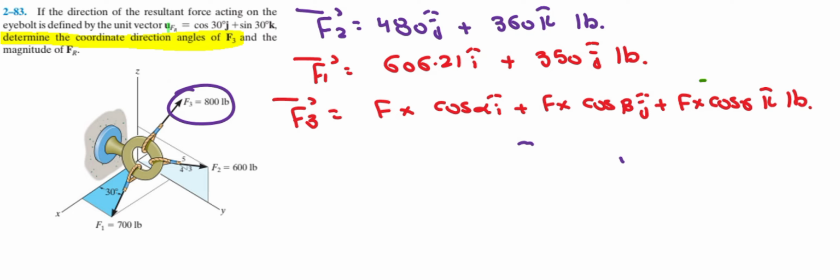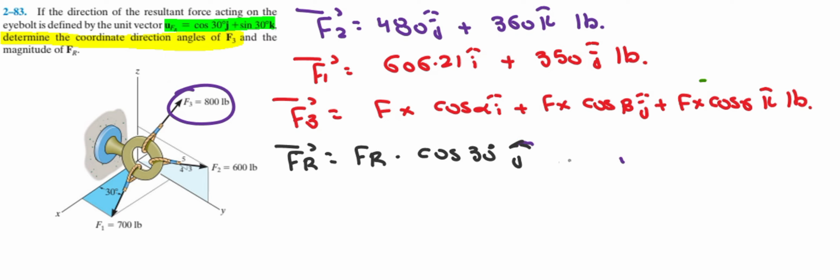According to the unit vector, the resultant vector is cos 30 degree j plus sin 30 degree k. So it will be written as Fr, which is Fr cos 30 degree j with positive sign Fr sine 30 degree k pound. First step is completed. Our second step is to add all these equations and compare i with i, j with j, and k with k. So for that we are going to add all these equations together.